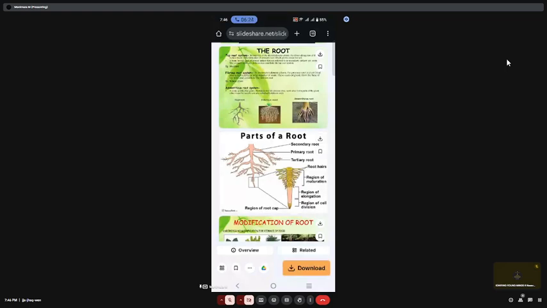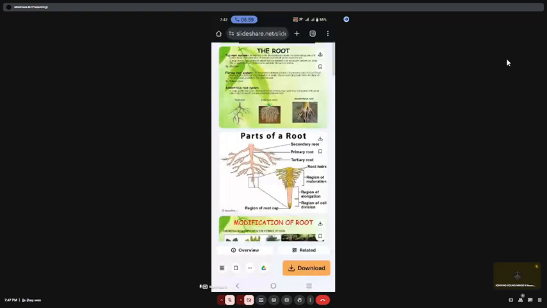In a taproot system, we have the primary root. From the primary root come the secondary roots and tertiary roots. At the tip end of each root, we have a root cap. And in the fibrous root system, there is a bunch of roots which arise from the bottom of the stem. So that is called the fibrous root system.